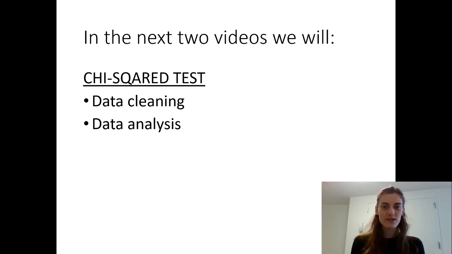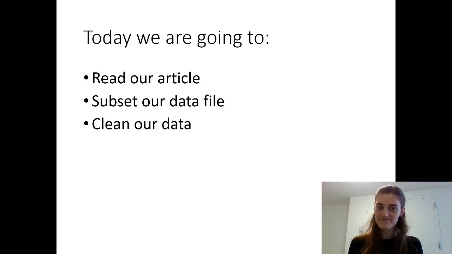And usually when we do a segment in R for BRFSS, we also visualize our data, but I don't know how to visualize chi-squared data. So we're just going to analyze it and make a table, and that will be that for this segment. So first we're going to read our article, then subset our data file based on the variables that they use in that article, and then clean our data.